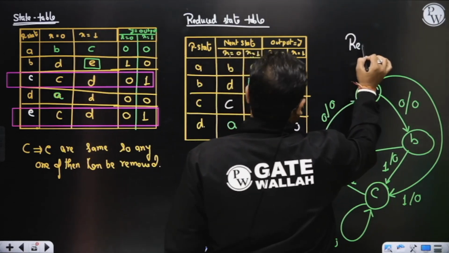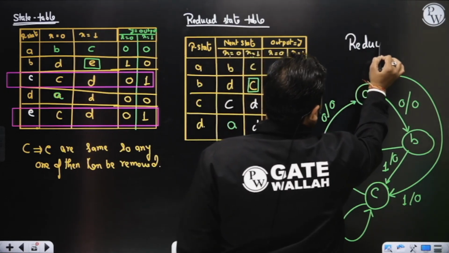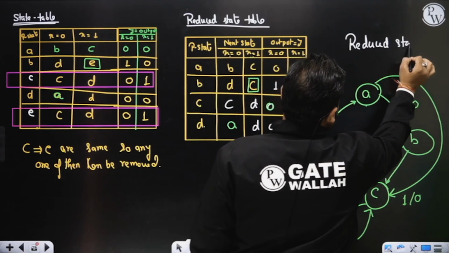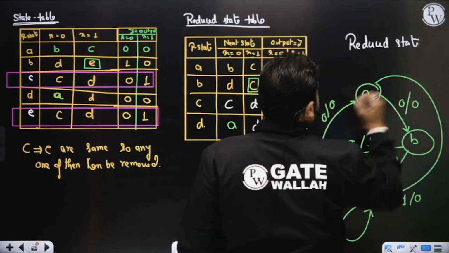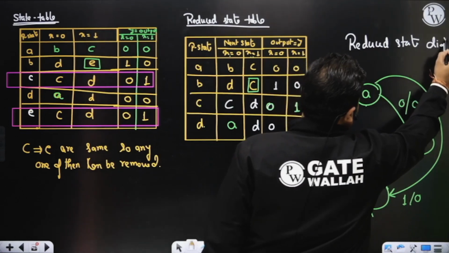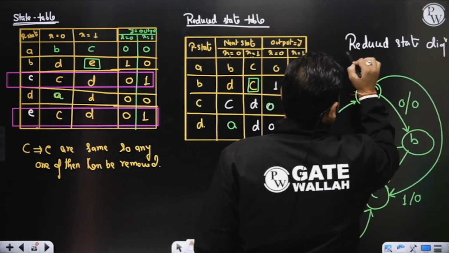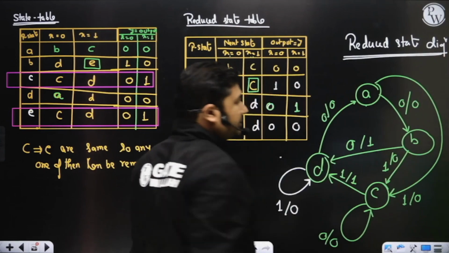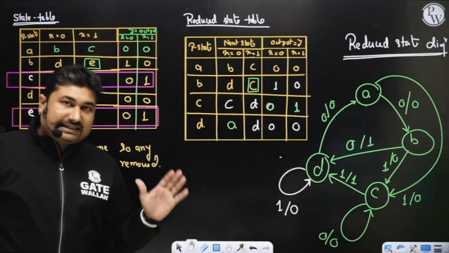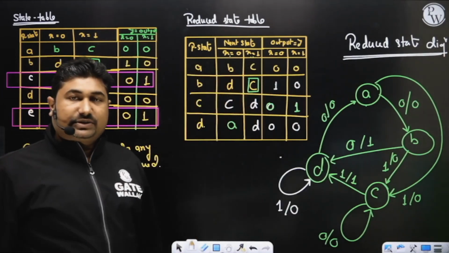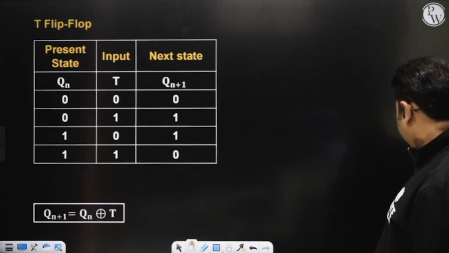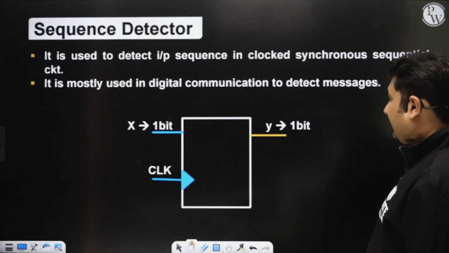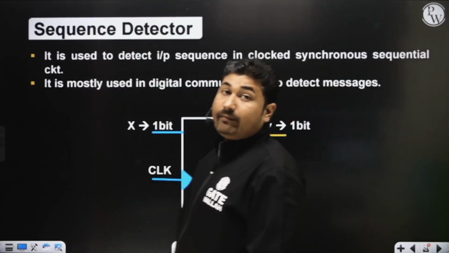Hoping now you are able to understand how to write the reduced state table and how to find the reduced state diagram. How to construct a reduced state diagram and what is the benefit of state reduction in our finite state machines. Is it okay? Now we have a basic idea of state machine, state reduction, as well as Mealy and Moore model.